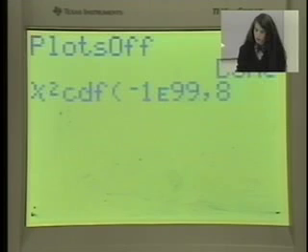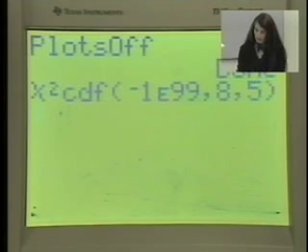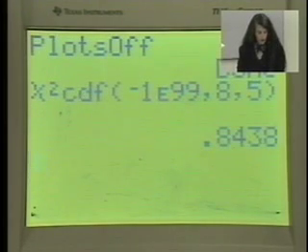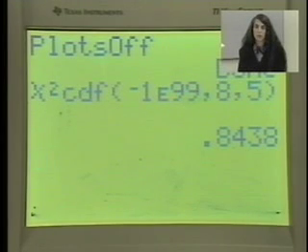And then we have to enter degrees of freedom for chi-square, and it says here to enter a 5 and then we have to complete this with a right parenthesis. So enter the right parenthesis and then press enter. And we get the probability that chi-square is less than 8 is equal to 0.8438.